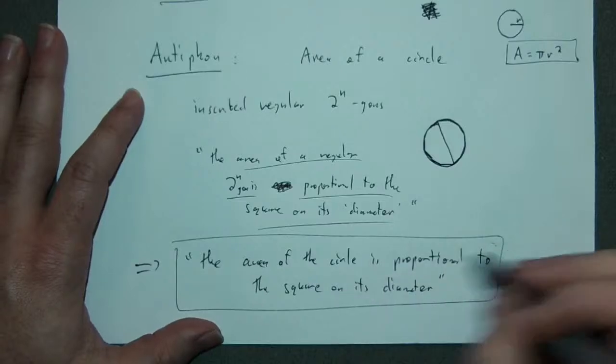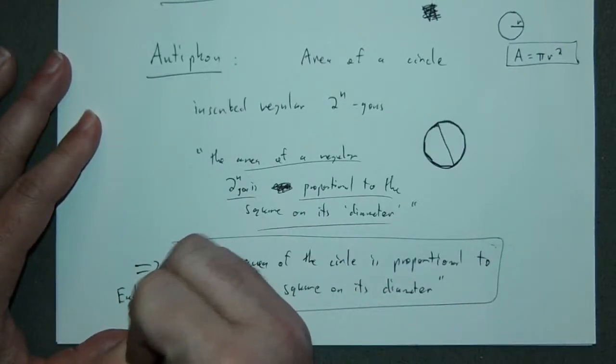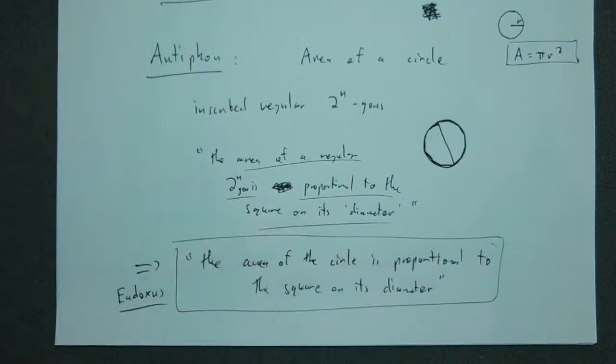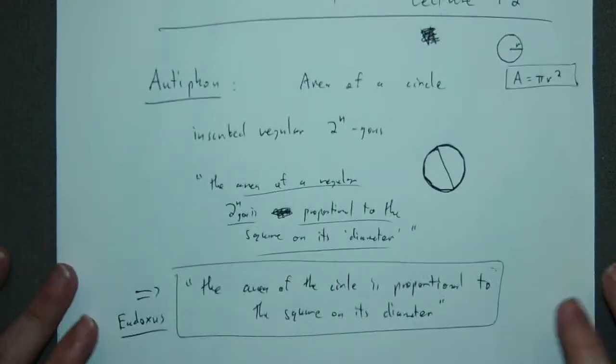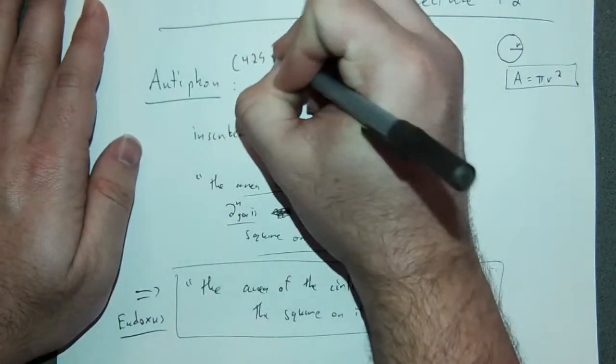And so this was done. This was completed by Eudoxus, who we'll mention later. But this was completed by Eudoxus, begun by Antiphon. All right. So Antiphon was working around 425 BC.